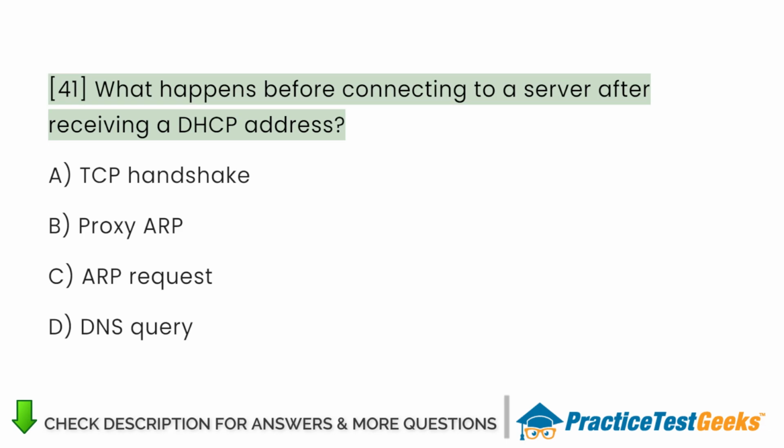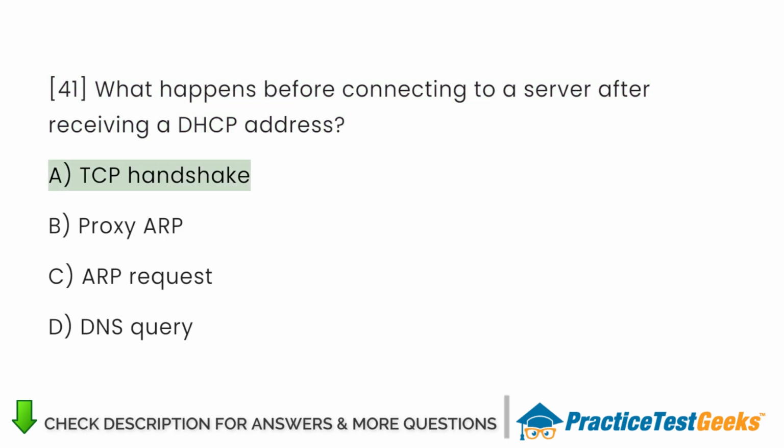What happens before connecting to a server after receiving a DHCP address? A. TCP handshake. B. Proxy ARP. C. ARP request. D. DNS query.